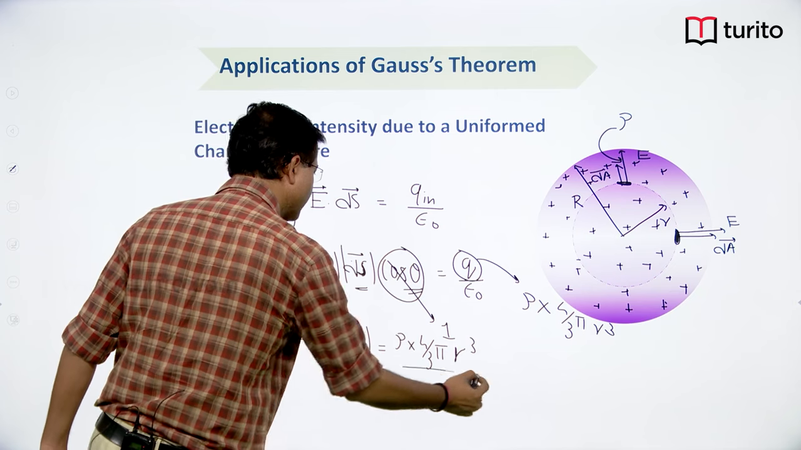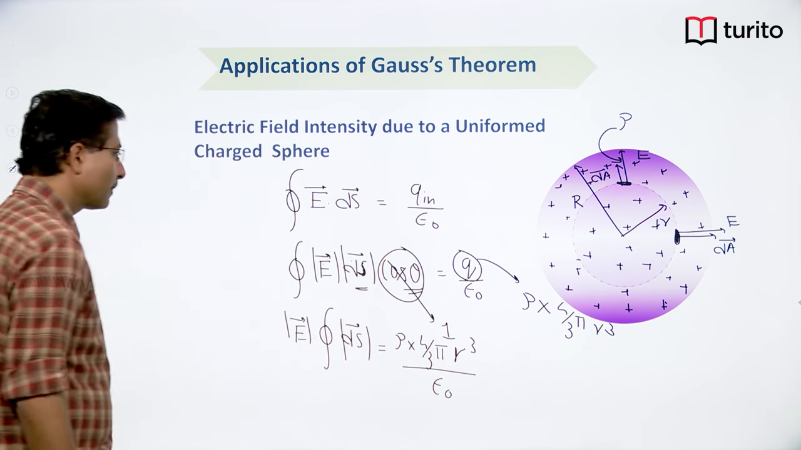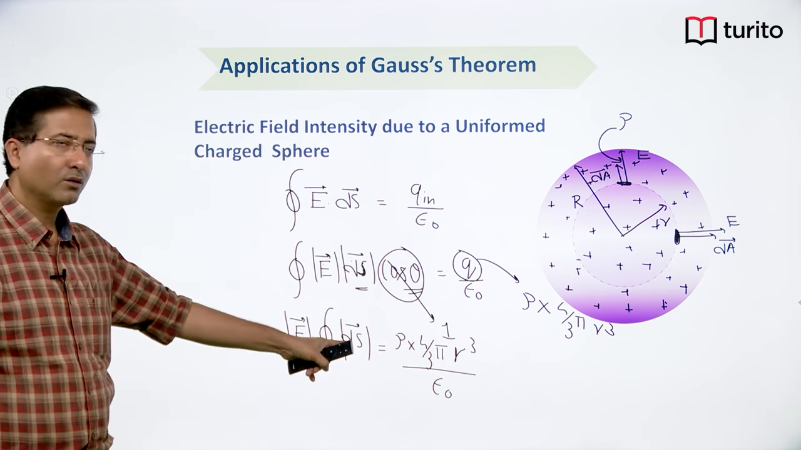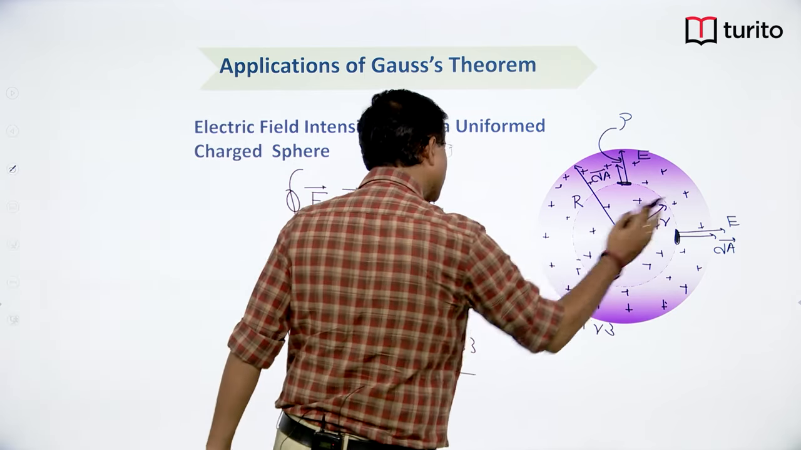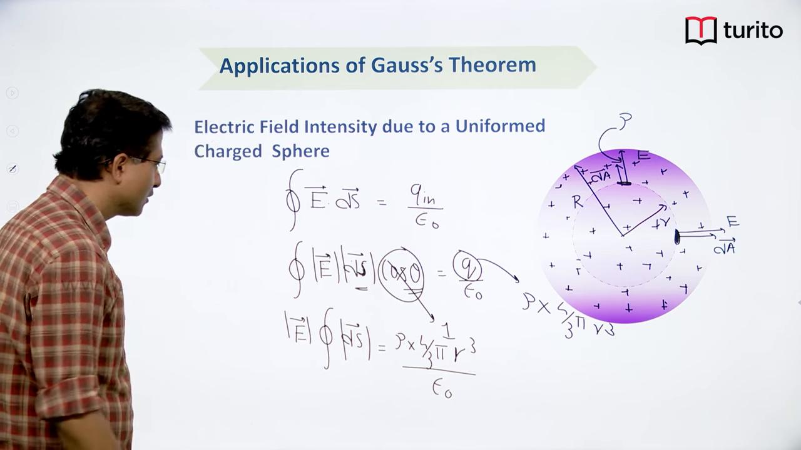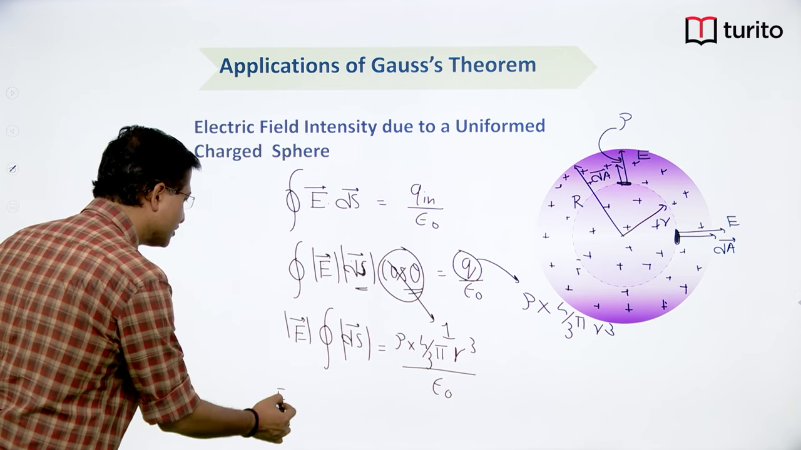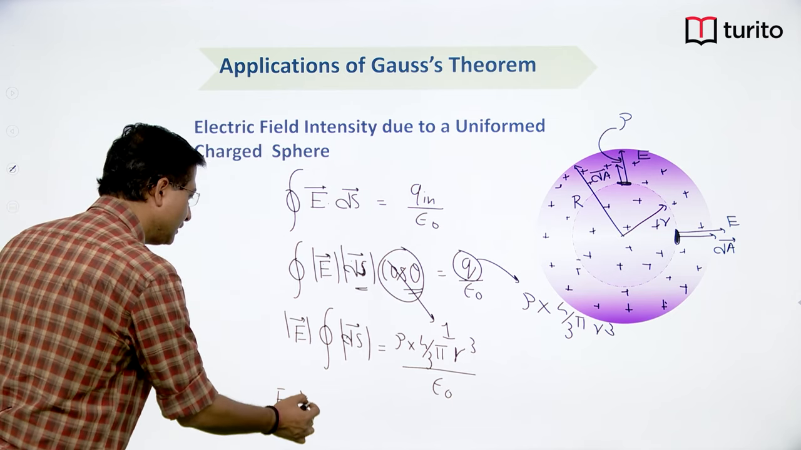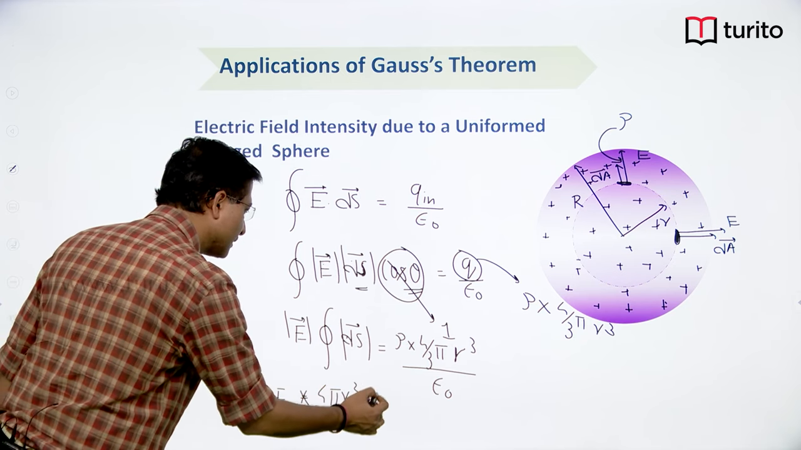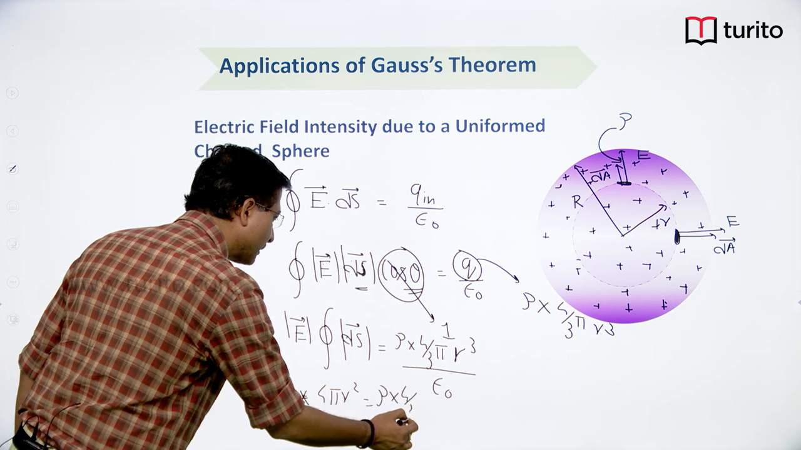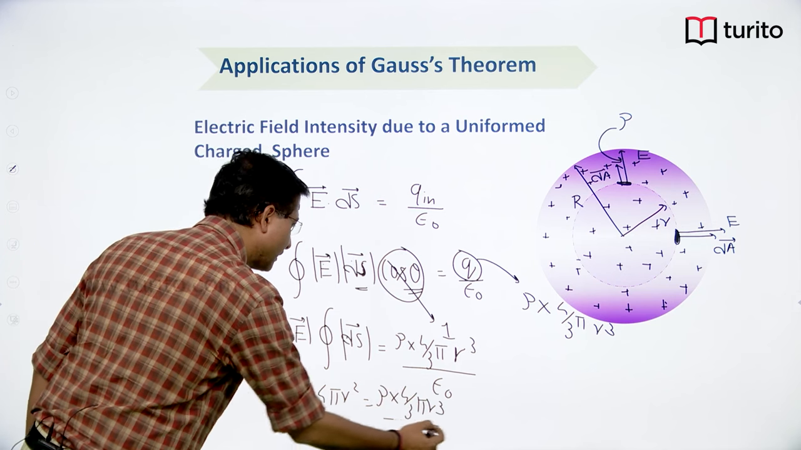Small r cube divided by epsilon naught. Now, surface area is 4 pi r square. So, this side I can write E is equal to E into 4 pi small r square, which is equal to rho into 4 by 3 pi r cube divided by epsilon naught.